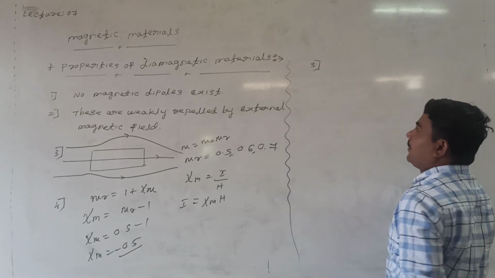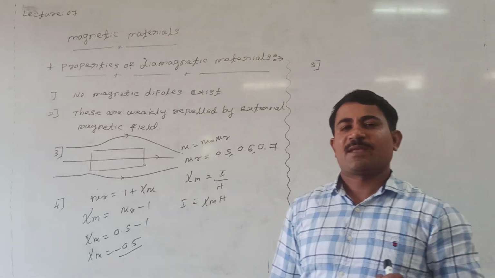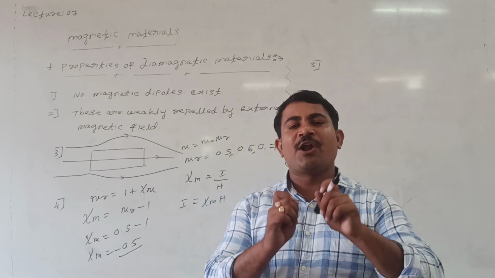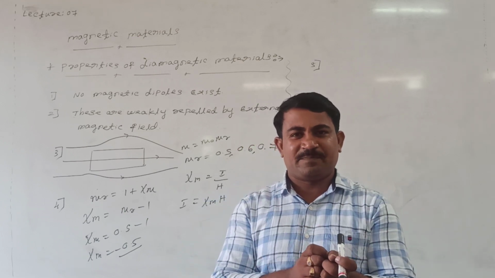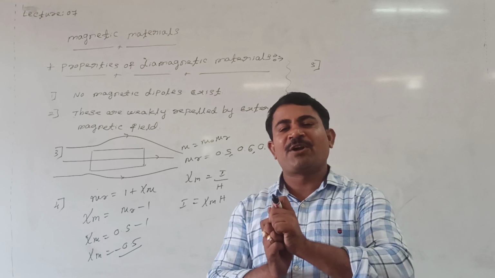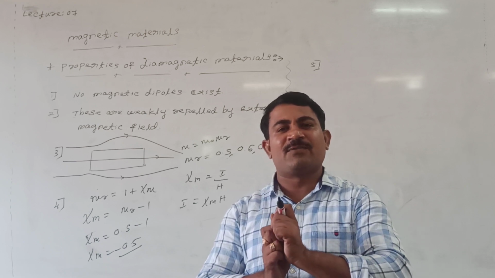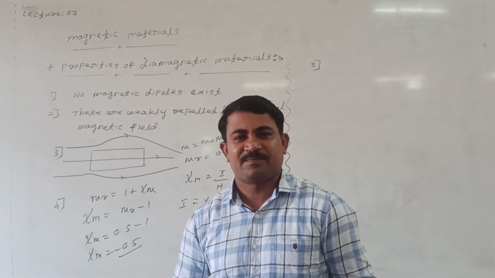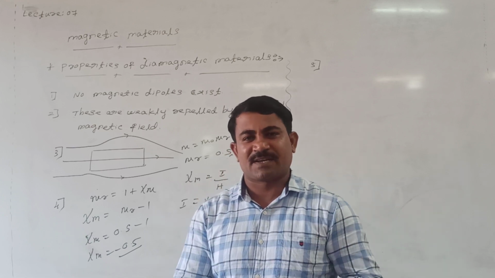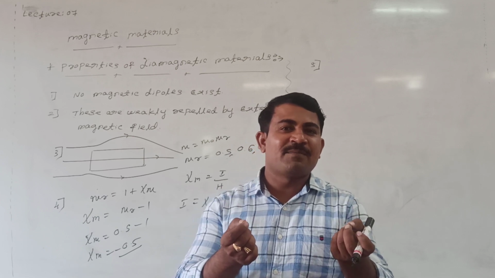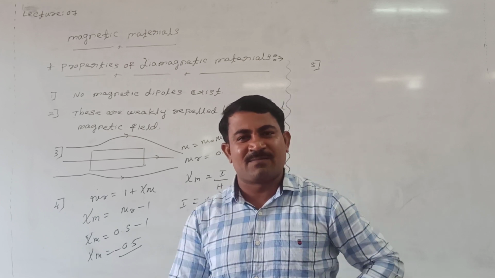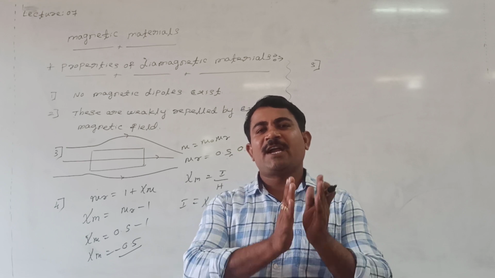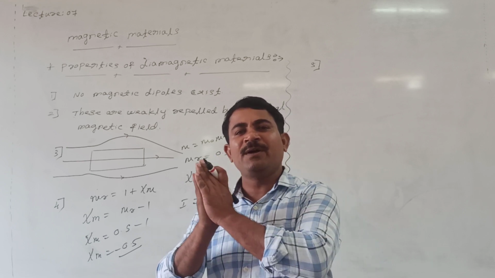Fifth property: when a diamagnetic material is placed in a non-uniform magnetic field, it moves from the stronger region to the weaker region, because diamagnetic materials are weakly repelled by the external magnetic field. Repel means it moves from where to where? It moves from the stronger region to the weaker region.